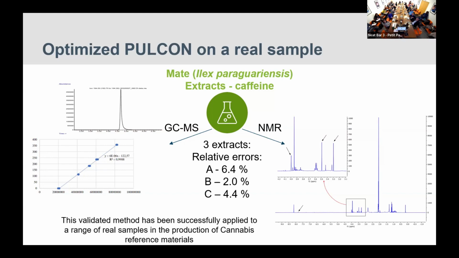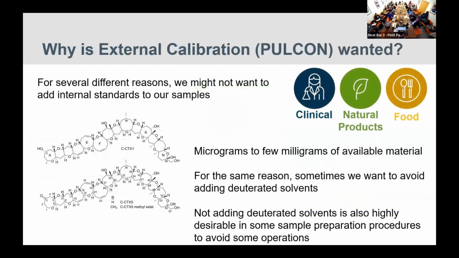So we validated this method and successfully applied it to a range of real samples in the production of cannabis reference materials. This was work done in Metro, but equally we have this validation study from, as I said, 2005 at the NRC, doing this historically.